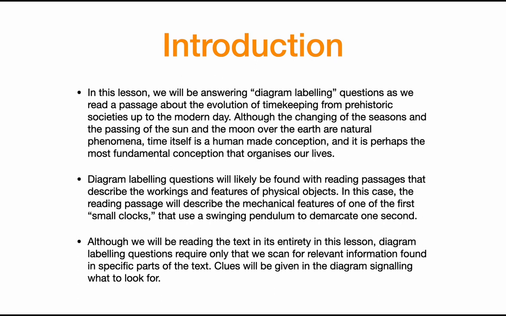Diagram labeling questions will likely be found with reading passages that describe the workings and features of physical objects. In this case, the reading passage will describe the mechanical features of one of the first small clocks that use a swinging pendulum to demarcate 1 second. Although we will be reading the text in its entirety in this lesson, diagram labeling questions require only that we scan for relevant information found in specific parts of the text. Clues will be given in the diagram signaling what to look for.